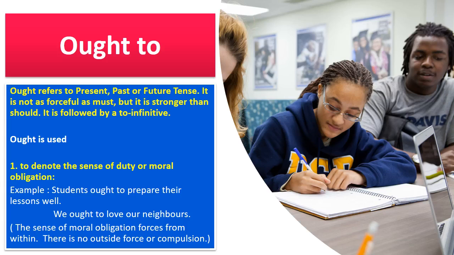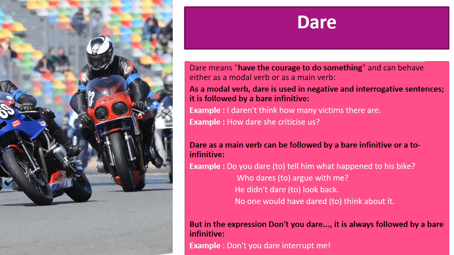Now students, the next modal verb is dare. Dare means to have the courage to do something. And dare can behave either as a modal verb or as a main verb. As a modal verb, dare is used in negative and interrogative sentences. It is followed by a bare infinitive. Bare infinitive means the first form of verb without to. For example, I daren't think how many victims there are.